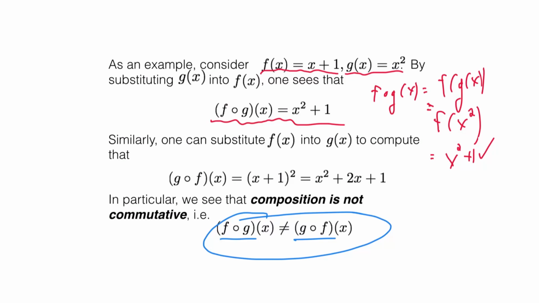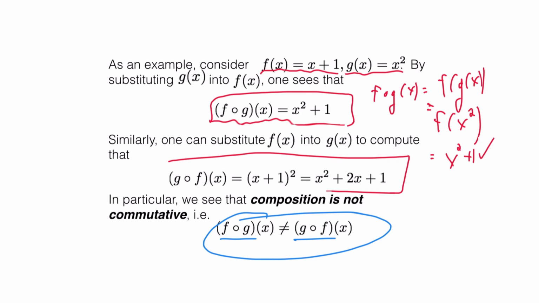And we can see this in our particular example. I saw that f composed with g was x squared plus 1. But if I do a similar calculation, I see that g composed with f is actually x squared plus 2x plus 1. So there's something different here. This is almost always the case with composition, that if you do one and then the other, it's different than if you did the second then the first. So you have to be very careful with what's being asked for.